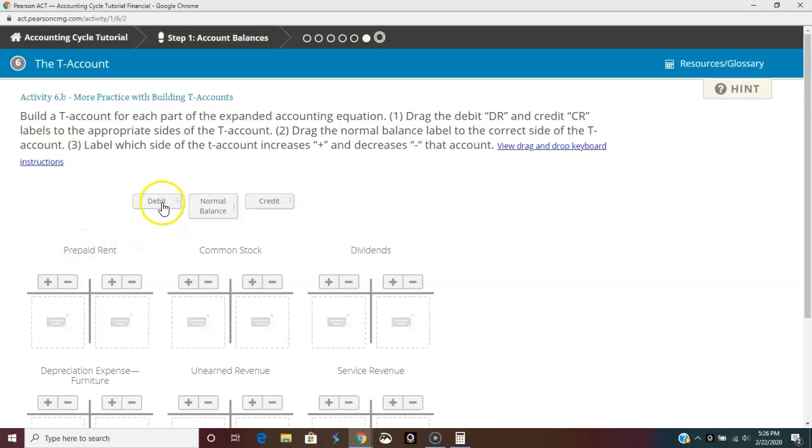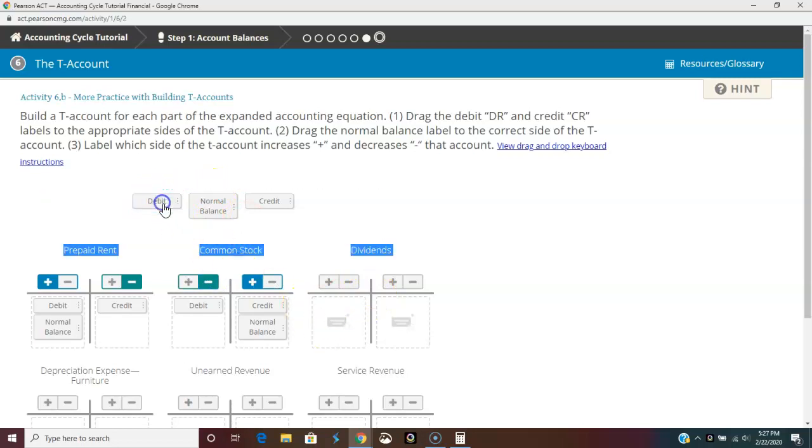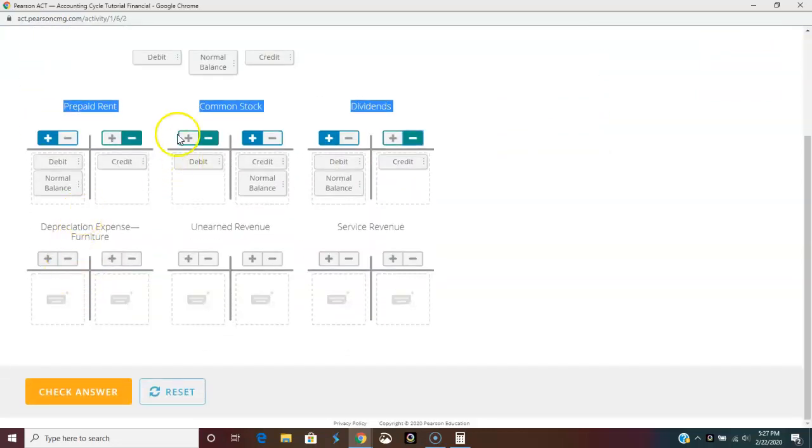Prepaid rent is what? An asset. So it's going to go over here. The normal balance will be over there, and the credit side is the negative. Common stock, credit is the positive, and that's the normal. Debit is the negative. Dividends, debit's the positive. Credit's the negative. Normal balance. Positive side's always going to be normal. Depreciation expense is a debit, because it's an expense. That's the normal balance.